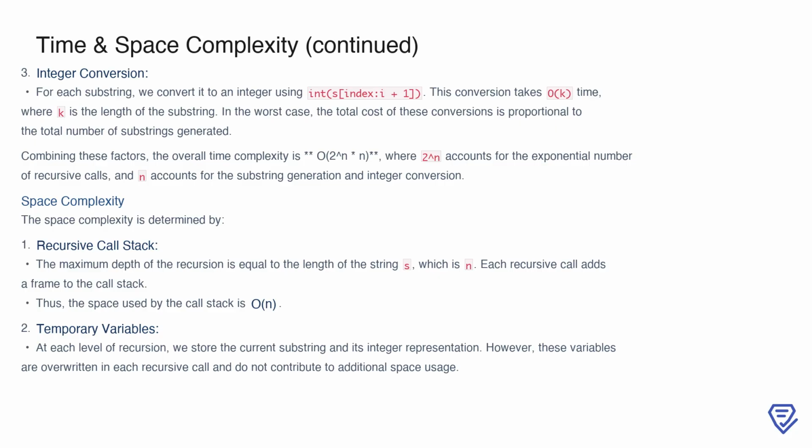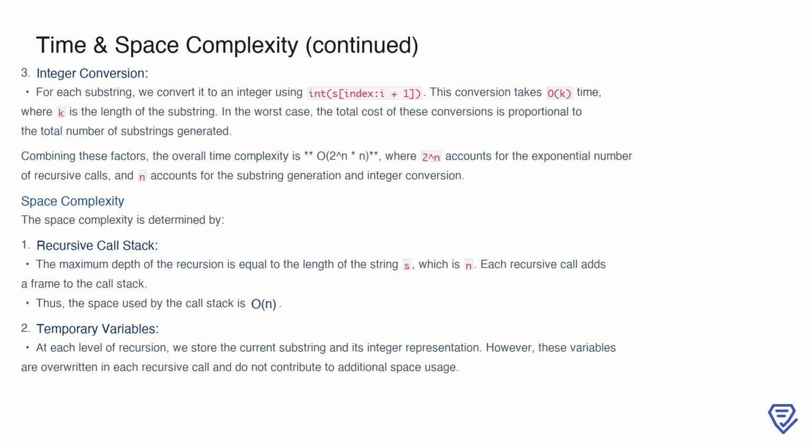Combining this with the recursive exploration, we end up with a time complexity of O(2^n * n). Here, the exponential factor 2^n accounts for the number of recursive calls, while the linear factor n accounts for the substring generation and integer conversion at each level of recursion.